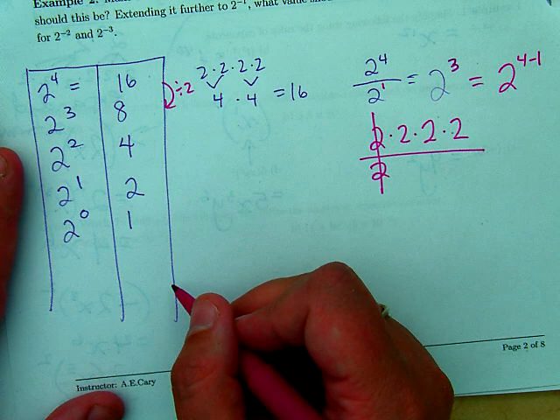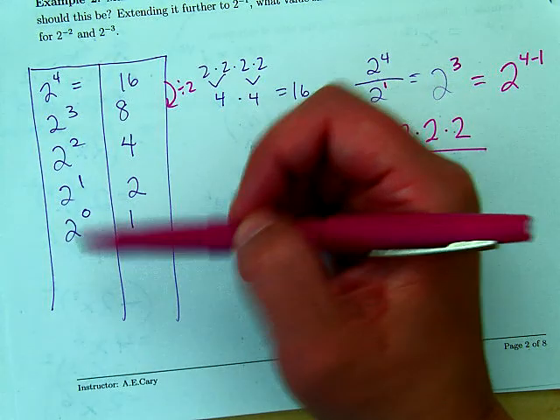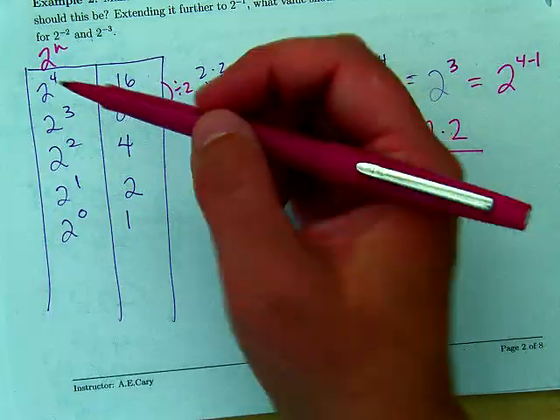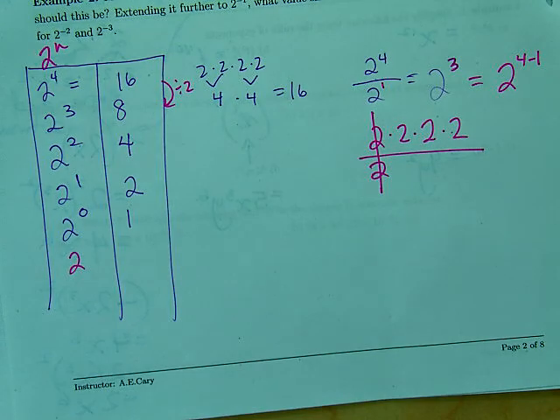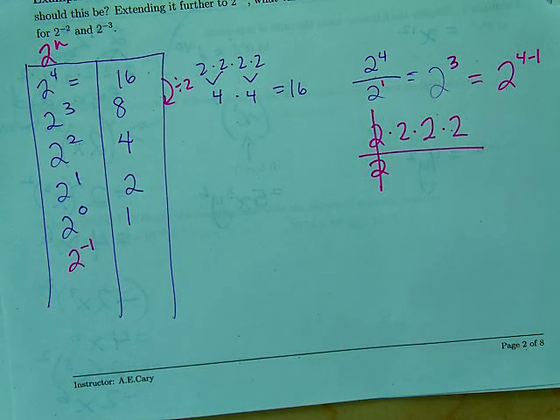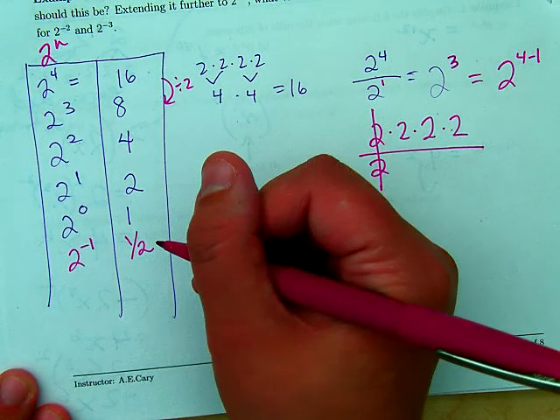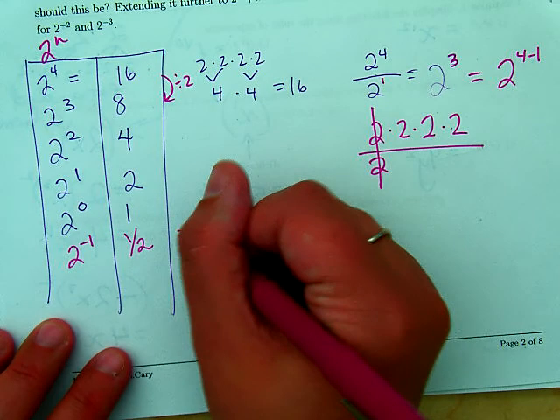Everybody's with me so far on that? So what would the next one be? If I continue the pattern of the exponents, let's call this 2 to the n power. If I continue, after 0 comes -1. Half of 1 is 1/2. Right? 1/2. Or did you get 0.5? 0.5 is the same thing, right?